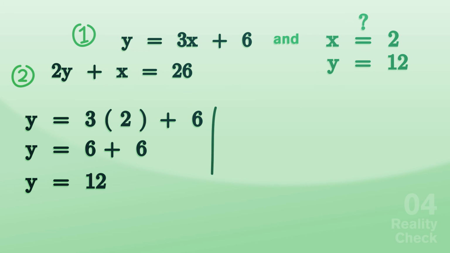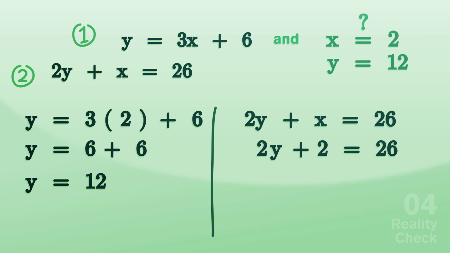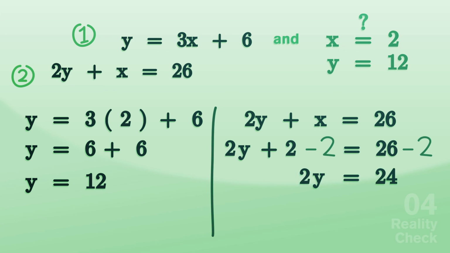To check that our answer is correct, we substitute the values we have obtained, x = 2 and y = 12, into both our original equations. Since it works in both of them, we know that we have got the correct solution.